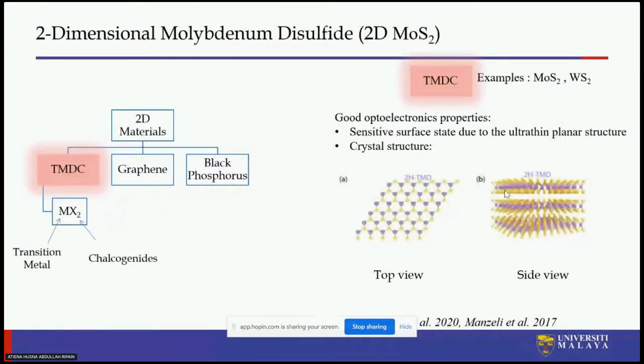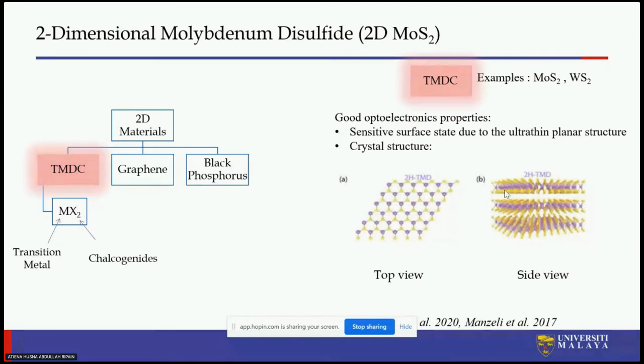As we know that a family of 2D material includes TMDC, graphene, and black phosphorus. And the 2D materials that we are interested to study is transition metal dichalcogenide, which is the combinations of transition metal and chalcogenide atom that have general chemical formula of MX2. And the examples of TMDC are MoS2 and WS2.